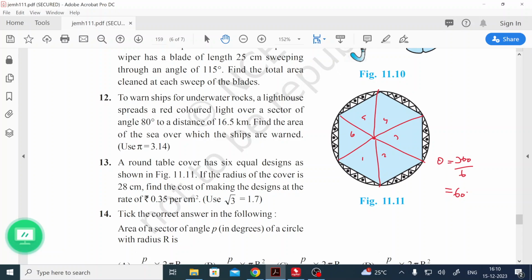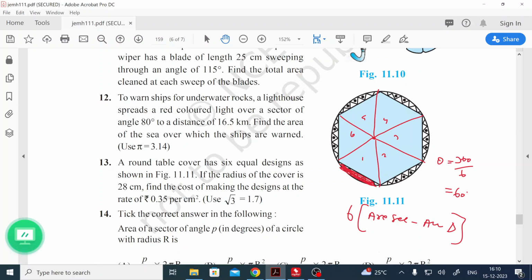Then the asking design. This is called design. How many design we have? 6 design, isn't it? Then see, 6 times the area of sector, area of sector minus area of a triangle. That's it. You will be getting the required answer.